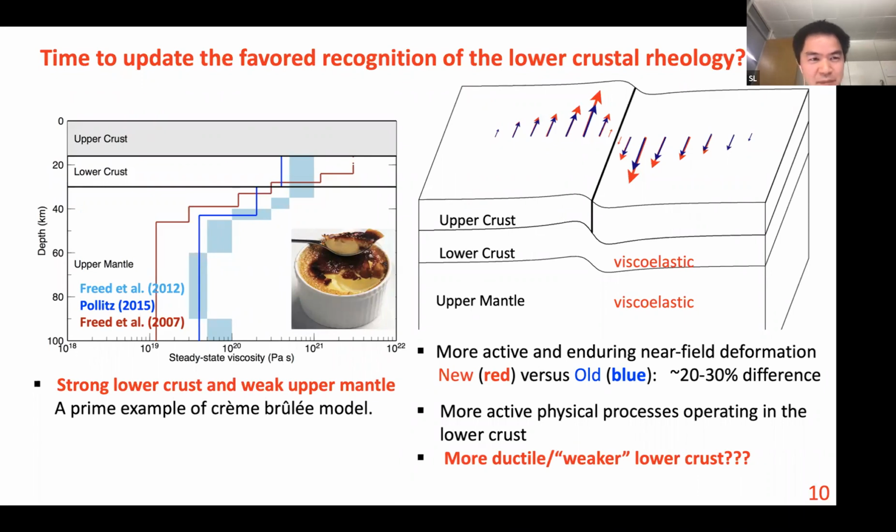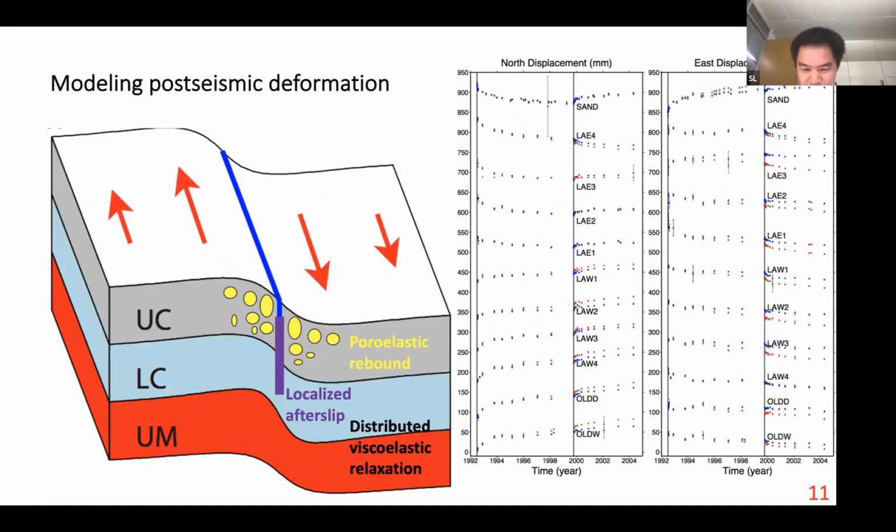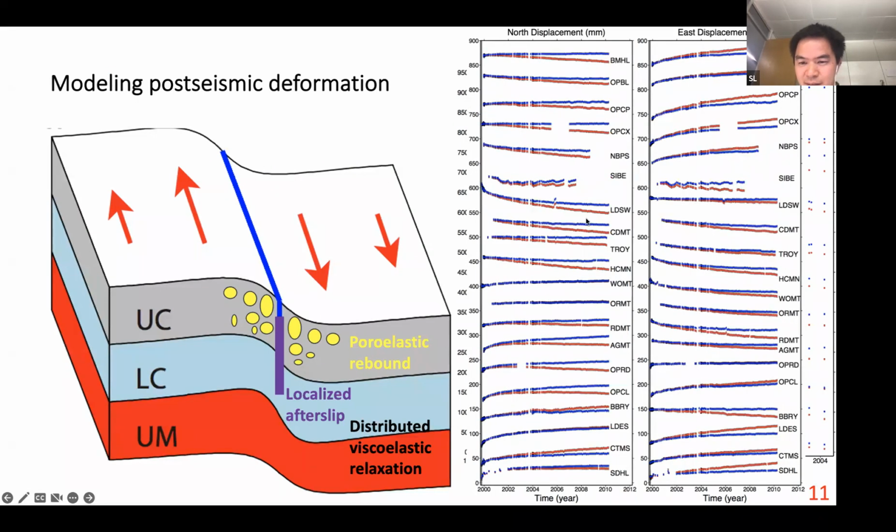So it is time to revisit the rheology structure for this region, and perhaps it is time to update our knowledge of the lower crust rheology for this region. To do that, we used post-Landers and post-Hector Mine GPS time series to constrain poroelastic rebound in the upper crust, localized afterslip on the fault plane and its extension, and distributed viscoelastic relaxation in the lower crust and upper mantle. Our primary goal is to get a new estimate of the viscosity of the lower crust and upper mantle.